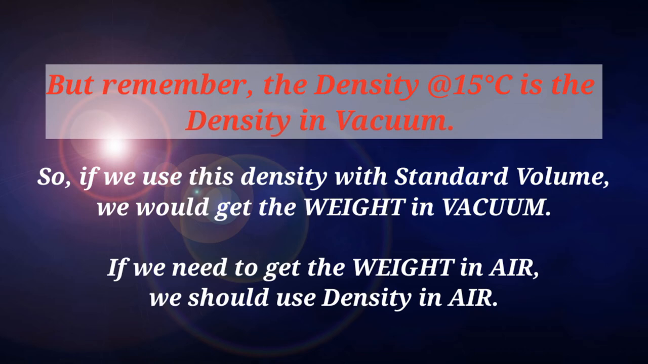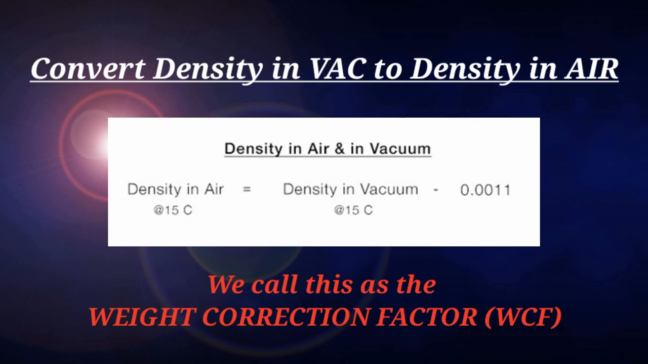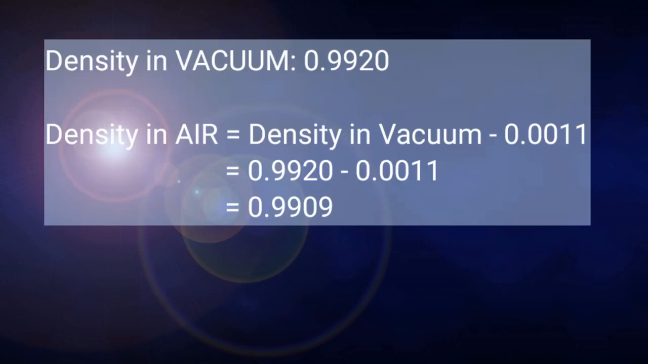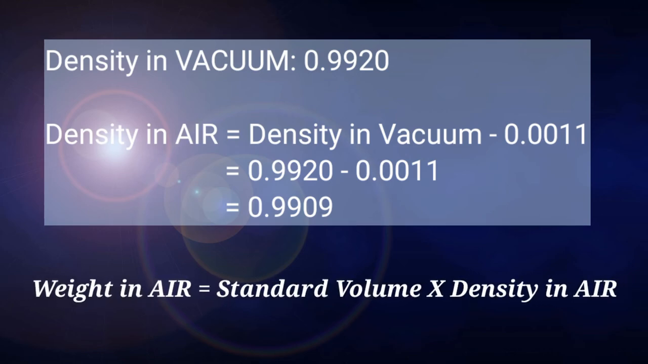So if we need to get the weight in air, we should use the density in air. What we do is convert the density in vacuum to density in air by using this formula, and we call this the weight correction factor. So in our case, the conversion would be density in air is equal to density in vacuum minus 0.0011. So 0.992 minus 0.0011 is equal to 0.9909. When we apply this weight correction factor to the standard volume, we get the weight of the cargo in air.